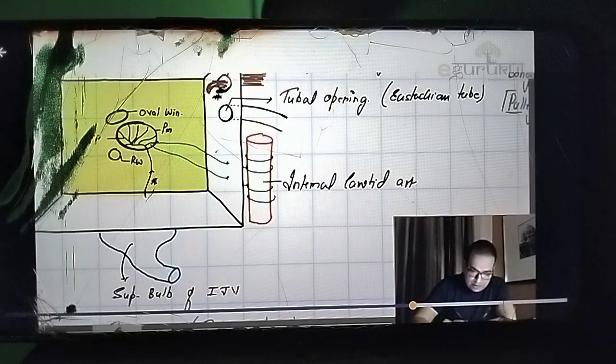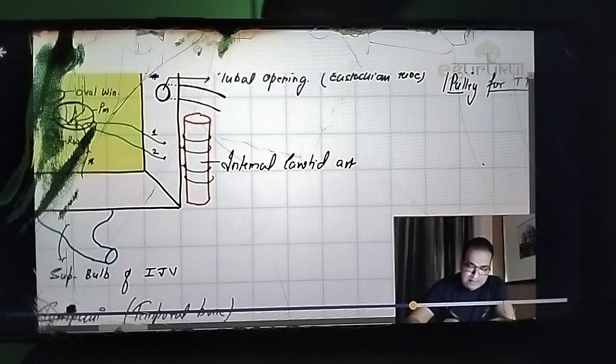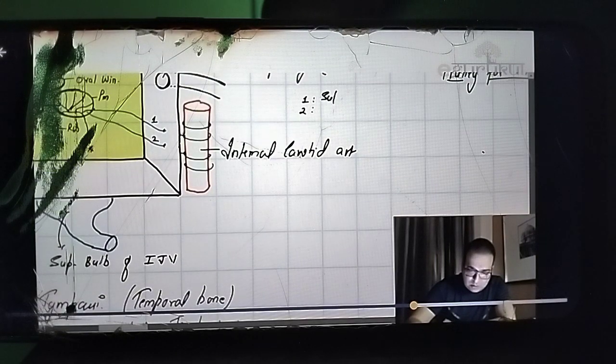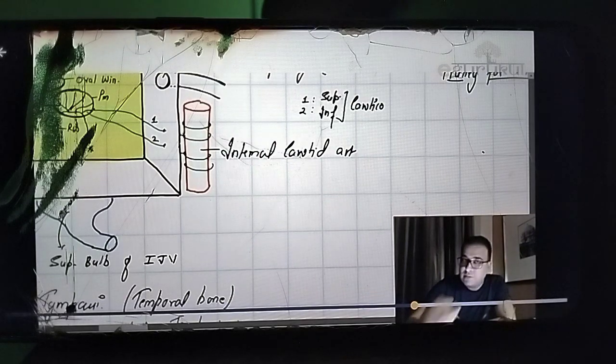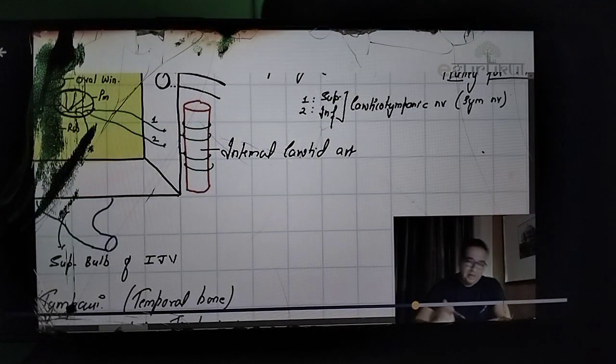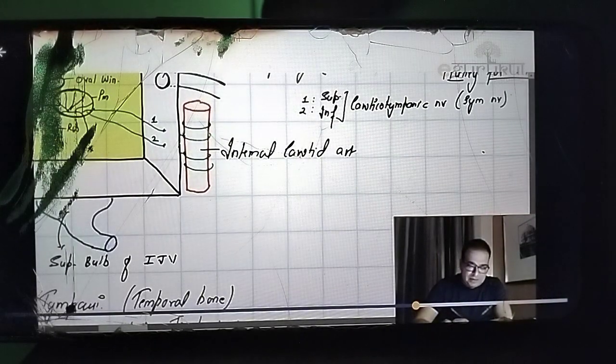These two nerves, let me give them number 1 and number 2, are called the carotico-tympanic nerves, superior and inferior. Carotico, because they're coming from the carotid artery, carotico-tympanic nerve contributing to the tympanic plexus, and these are obviously sympathetic nerves. Parasympathetic is Jacobson's nerve, and the sympathetic nerve is coming from the sympathetic plexus around the internal carotid artery.